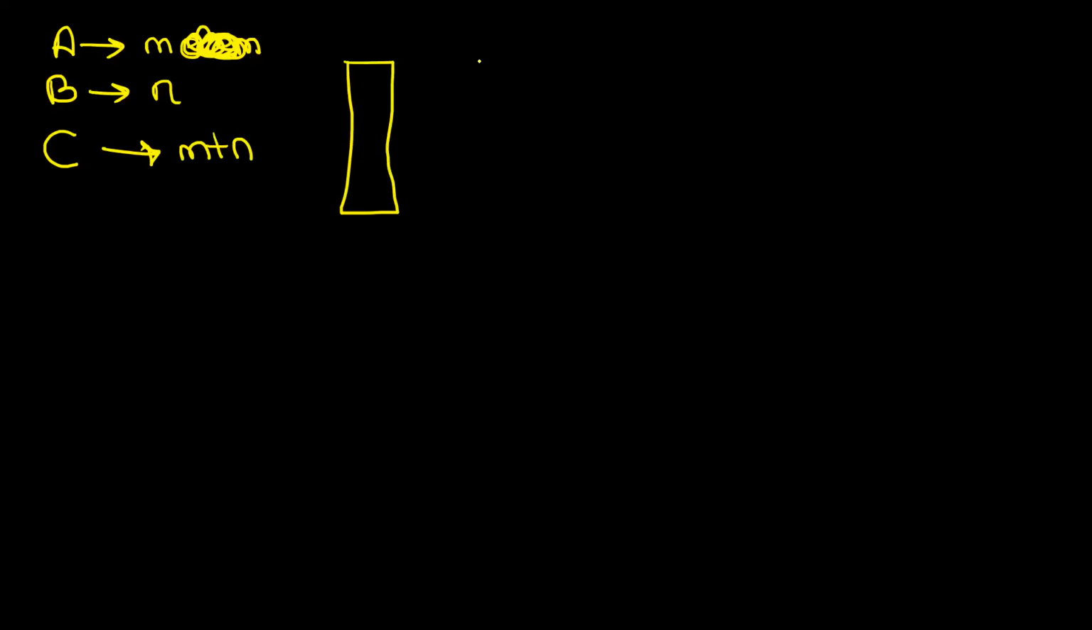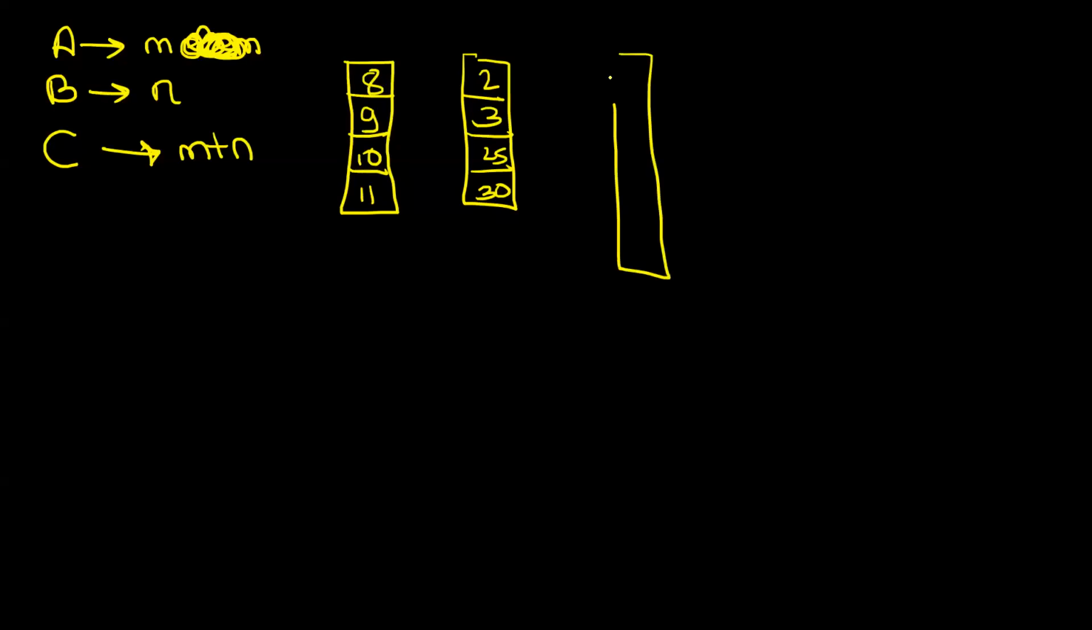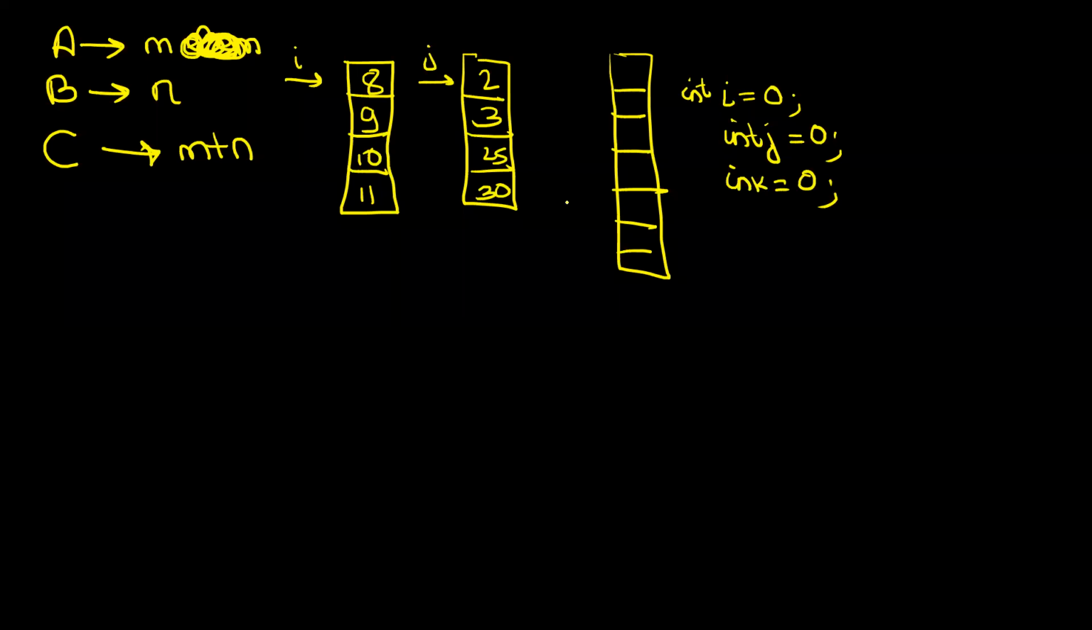I'll just draw the arrays here briefly for our understanding. So let's say I have made an array C of size 8. First of all, I initialize pointers. I will say int i is equal to 0, so i is here. Then int j is equal to 0, so j is here. And then int k is equal to 0. So I have made three pointers pointing at the starting indexes of arrays A, B, and C.